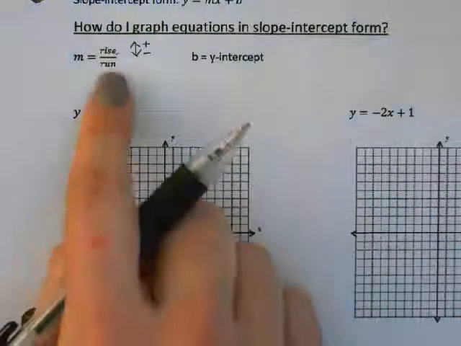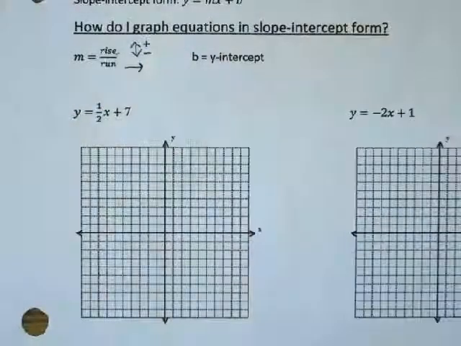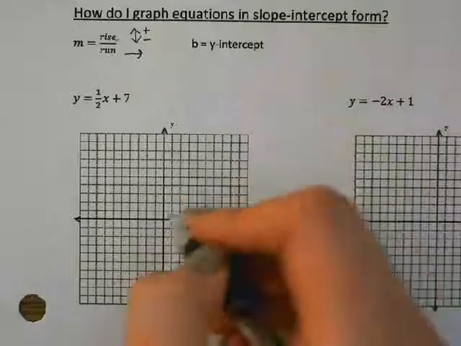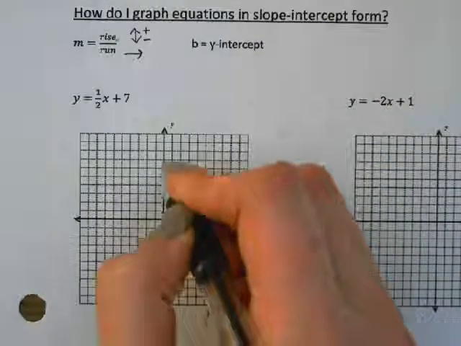And then the run part, I tell students for the run part to always go to the right unless you run out of room. So for this one, you were exactly right. We're going to start at 7. We start at the y-intercept. So 1, 2, 3, 4, 5, 6, 7.